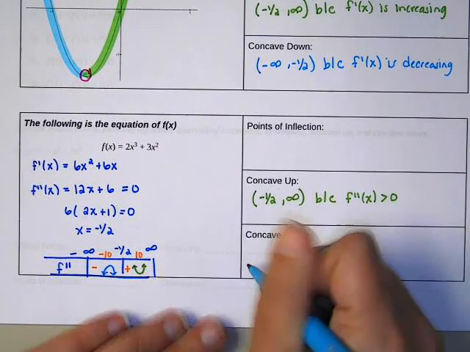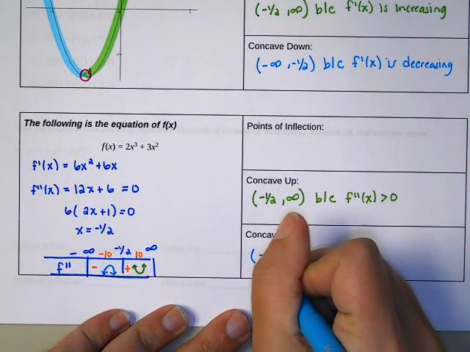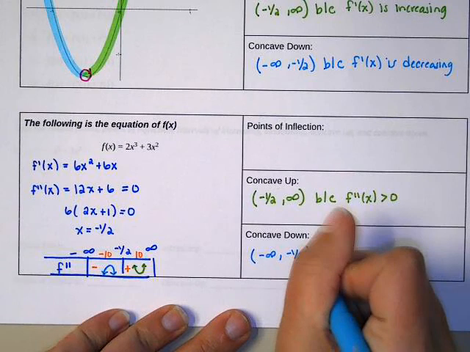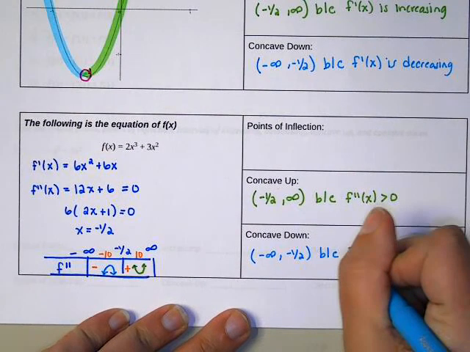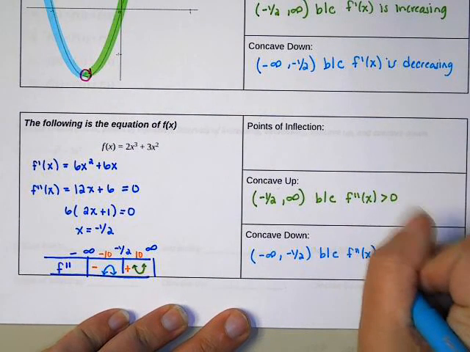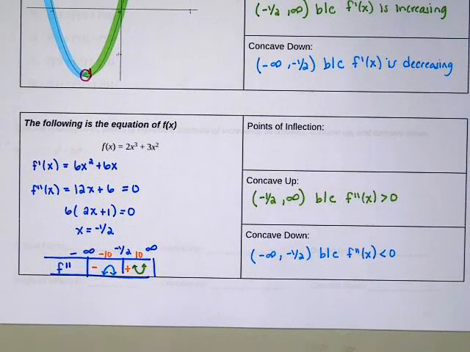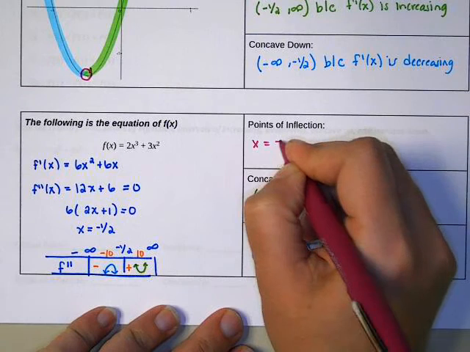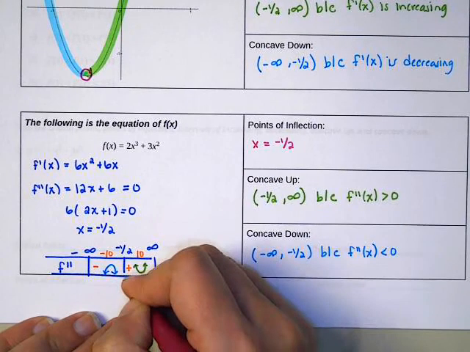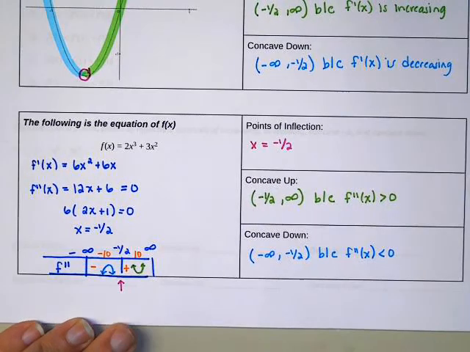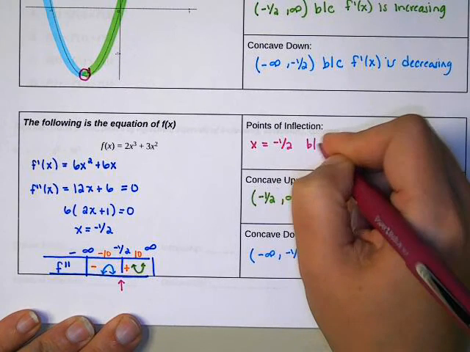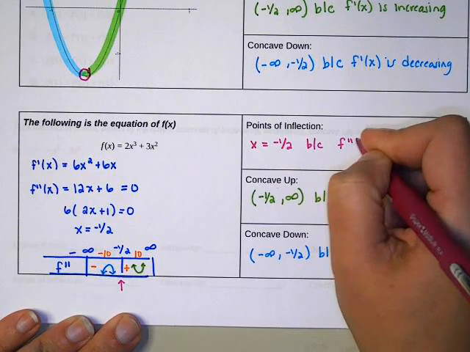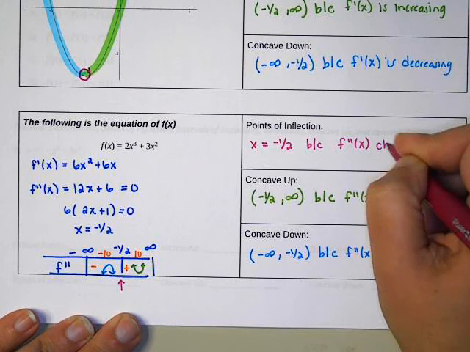I'm going to say that my function is concave down from negative infinity to negative 1/2, and again I'm going to say that's because the second derivative, which I could actually find now, is less than 0. And last but not least, I'm going to say that my points of inflection are at negative 1/2 because the concavity actually changes signs there. So I would say because the second derivative changes signs.